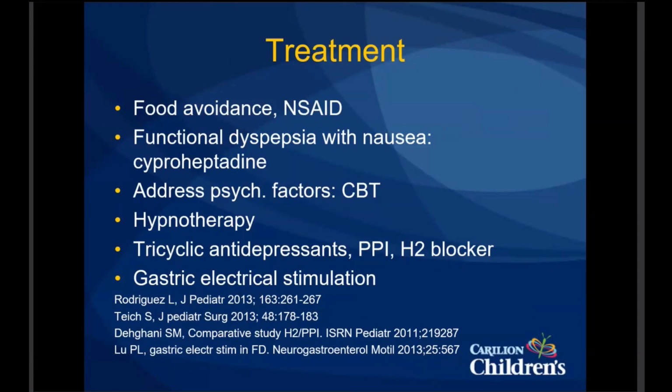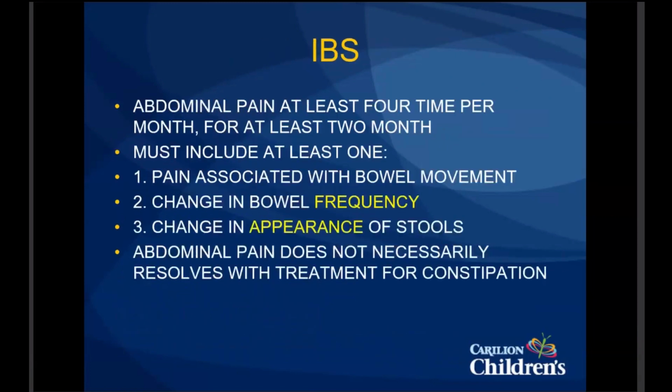So let's talk about irritable bowel syndrome. These are patients with abdominal pain at least 4 times per month for at least a couple of months. Aside from abdominal pain, they will have changes in bowel movements, frequency of stooling, and appearance of the stool, so it goes from diarrhea to constipation. And again, the abdominal pain does not necessarily resolve with the treatment for constipation. Different from functional constipation, which we're going to talk about later, these patients pass a stool and they still have rectal pain and abdominal pain because of their particular baseline of visceral hypersensitivity.